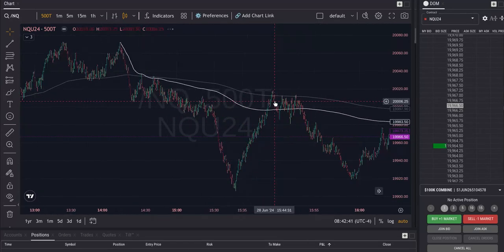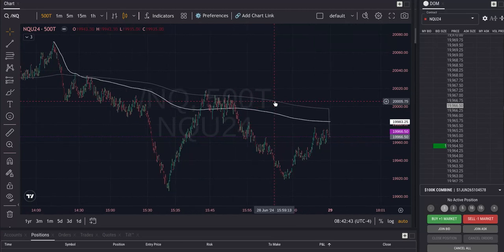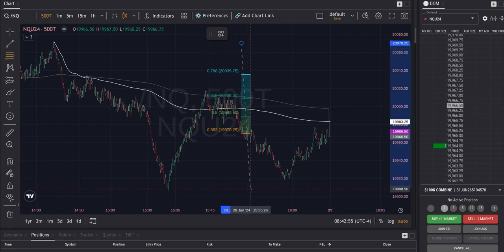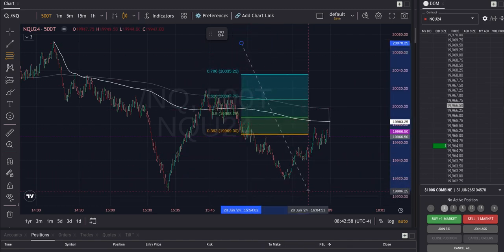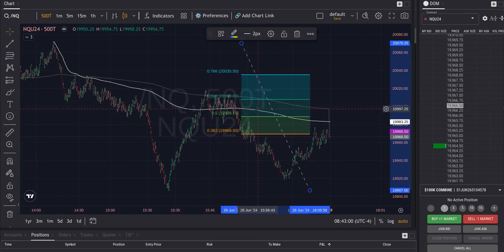Another thing I like to do is measure the move and get confluence between the anchor VWAP and the fib. So I would have pulled this. I did pull this down here. And once we get in this 0.5 to 0.6, and you've got an anchor VWAP and VWAP all in that area, I'm definitely looking to play a short.